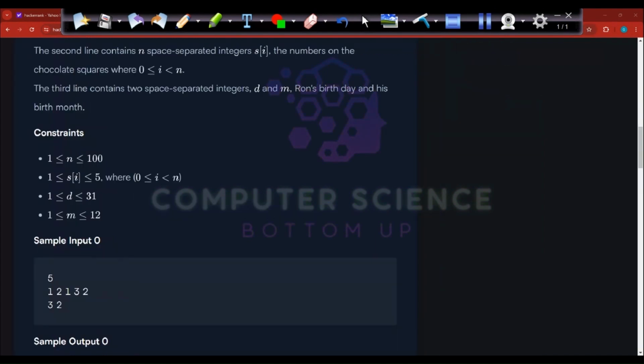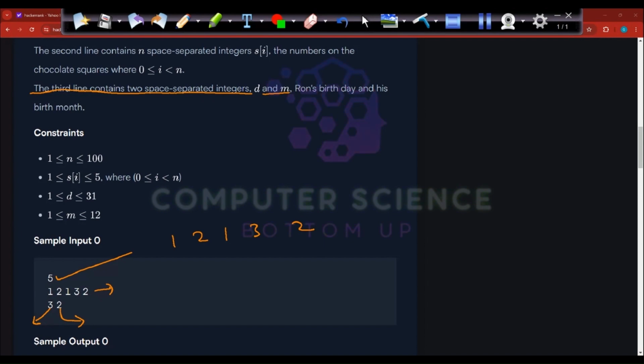Okay, so n is 5 here, which means that the number of squares is 5, and these are the integers on the squares: 1 2 1 3 2. And this 3 is your birthday and this 2 is your birth month. The third line contains 2 space separated integers D and M. So birthday is 3 and birth month is 2. What does it mean? It means 3rd February.